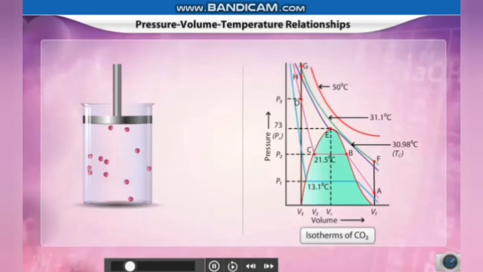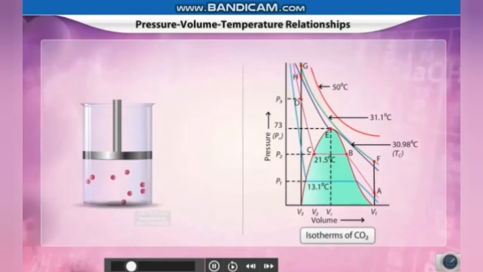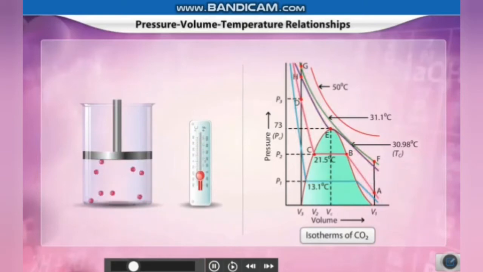The graph shows at low temperature the shape of the curve changes, or in other words, at low temperature isotherms show deviation from ideal behavior. At 50 degrees Celsius, the isotherm of carbon dioxide is very similar to that of an ideal gas. At 30.98 degrees Celsius, the carbon dioxide remains as gas up to 73 atmospheric pressure.